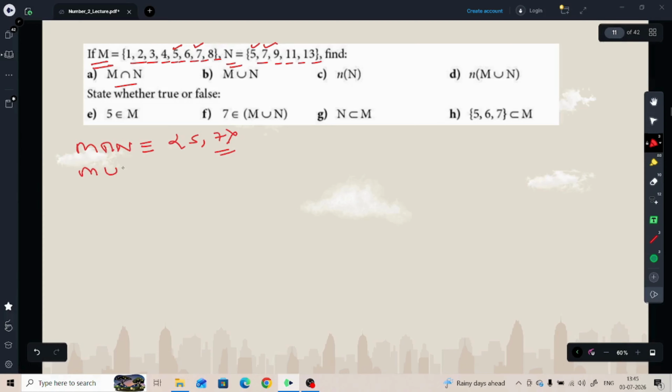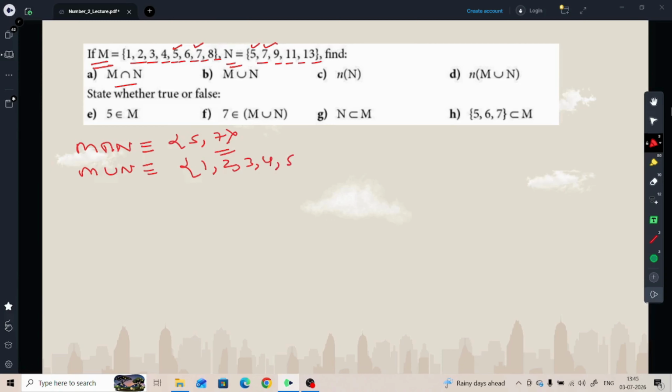Then it's about M union N. In that case, we need to take all the elements present in both. So that will be 1, 2, 3, 4, 5, 6, 7. We won't be duplicating the elements, as I already told you. 8, then 9, 11, 13. So that's how it goes for this.